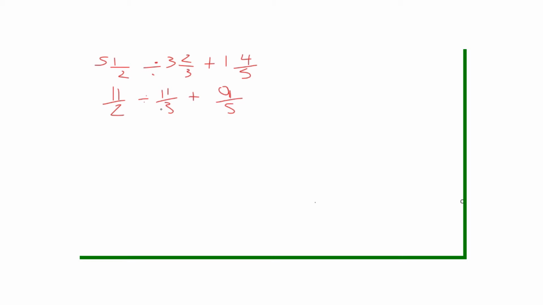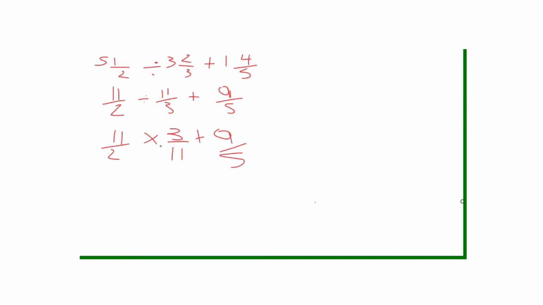Then we're going to do the division part. So we're going to have 11 over 2. I'm going to flip this part, so the division sign changes to multiplication. So we have 3, we're going to flip that, 3 over 11, plus 9 over 5.